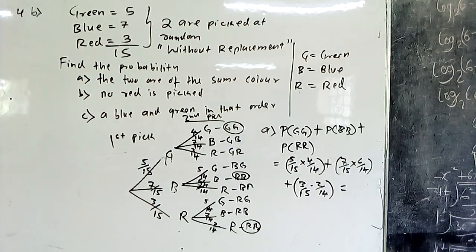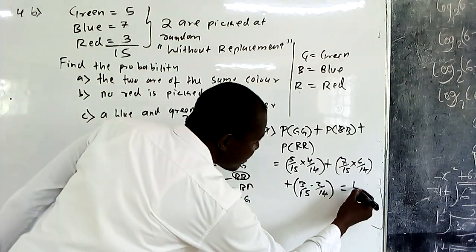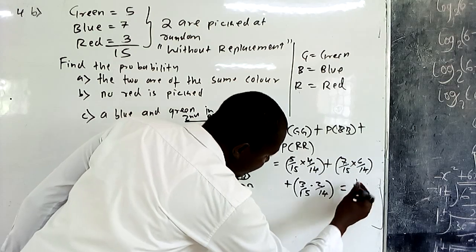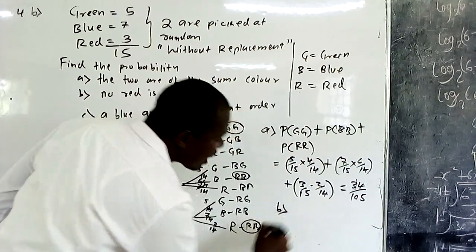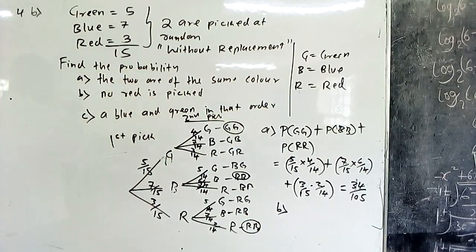What do we have? 68 over 210 is 34 over 105, isn't it? Very simple. You don't waste time with that, isn't it? Then you move to part B. Are we together? You move to part B.